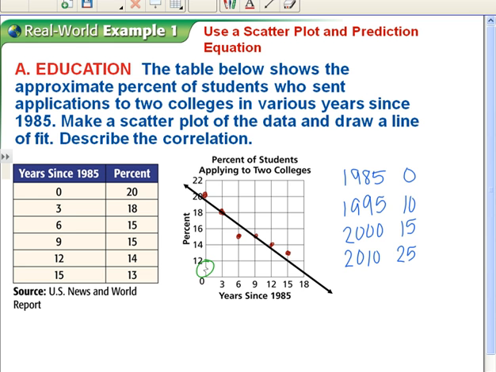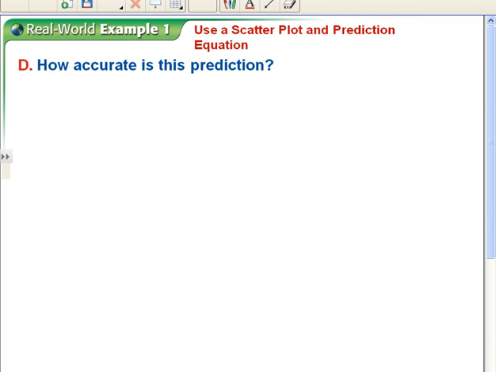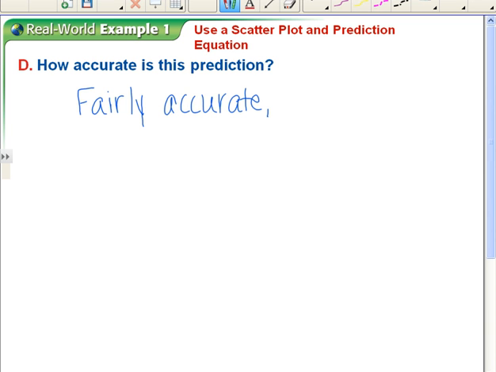But if they are scattered all over the place, then we cannot feel very confident about our estimate or our prediction. In this case, the dots are all pretty close to the line, so we can say that we are pretty confident that our prediction is accurate. How accurate is this prediction? Well, let's say fairly accurate, because the points fit the line well.